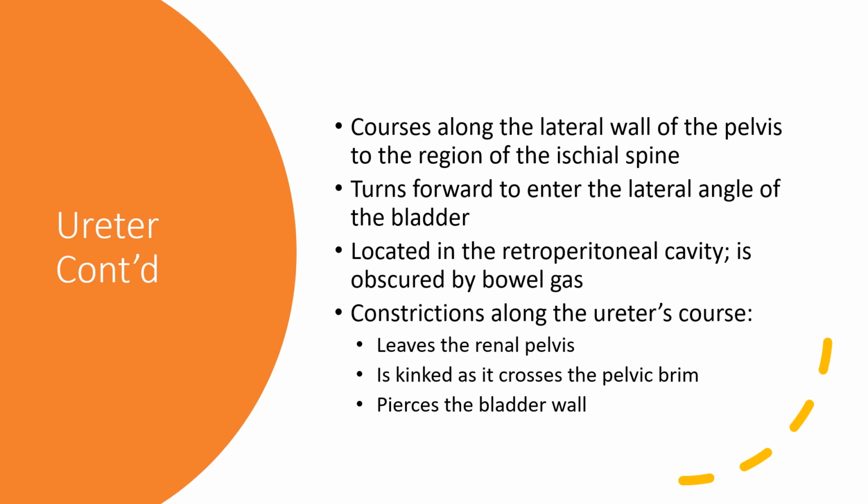If there are constrictions along the ureter's course, the places that it's likely to get kinked or constricted are going to be as it leaves the renal pelvis. It can get kinked where it crosses that pelvic brim. And then the final sort of weak spot in the ureter is going to be where it pierces the bladder wall. That's another place where we can see strictures.